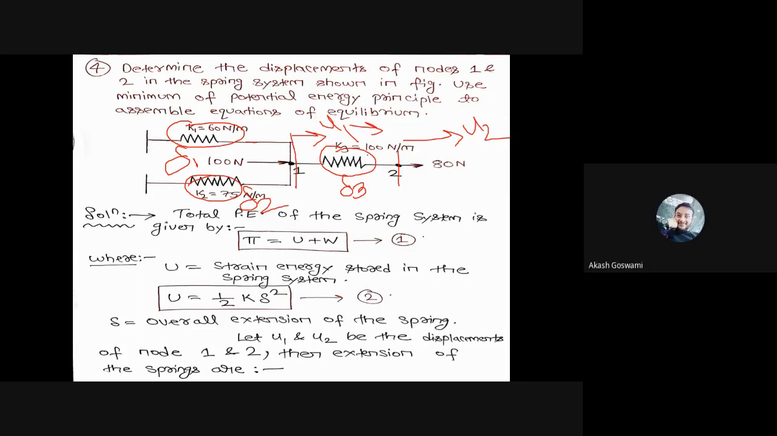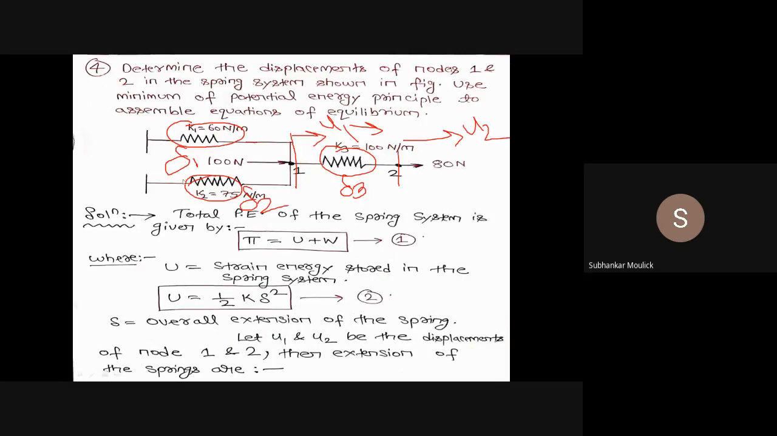Yes, sir. That means delta 1 is equal to u1. Similarly, for the second element, since this end is fixed, the overall linear displacement of this second element is also equal to u1, because both the first and the second element are connected in parallel. So the displacement will be the same for the second element also. That means for the second element, delta 2 is again equal to u1. Yes or no?